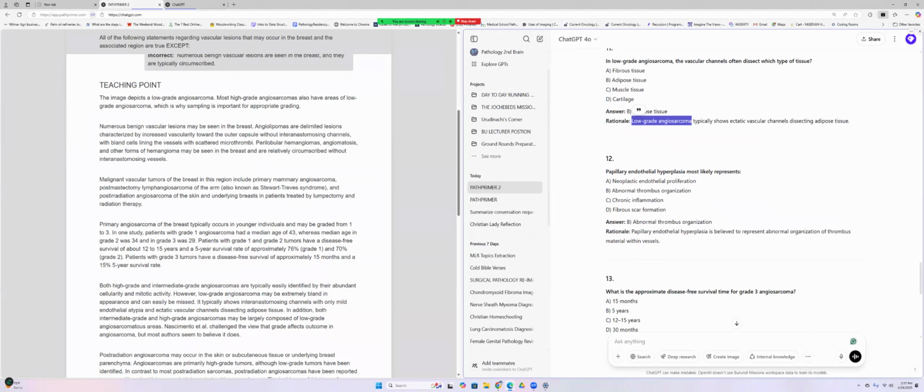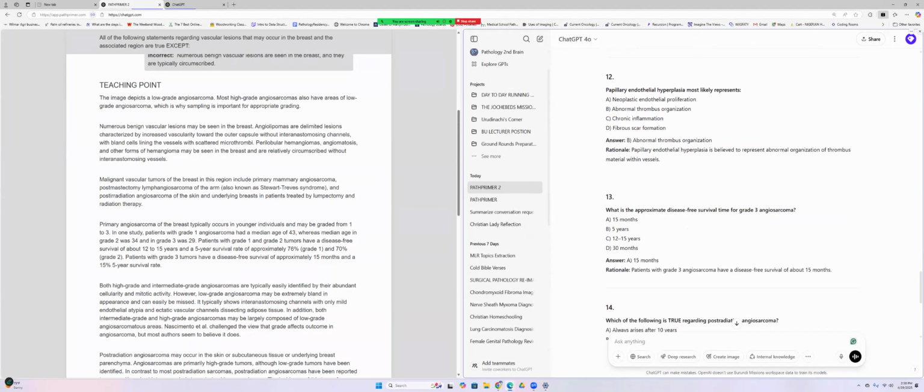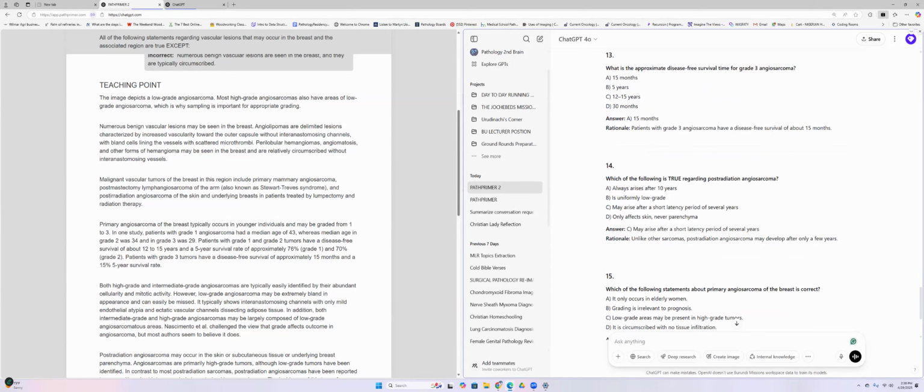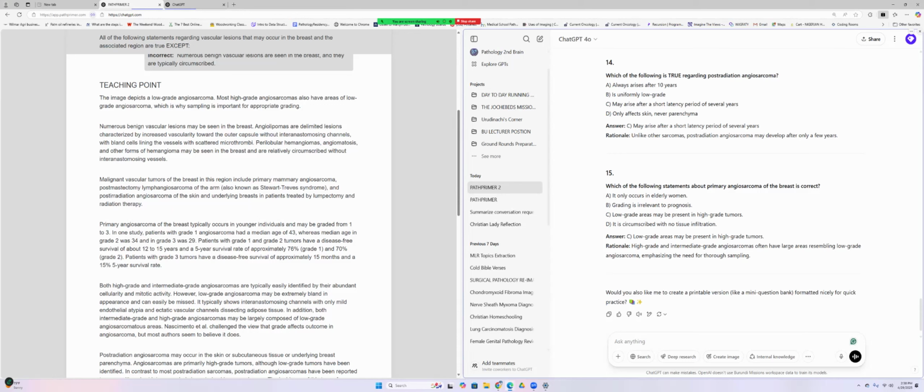Papillary endothelial hyperplasia most likely represents what? Abnormal thrombus organization. Yes, because it forms in organized thrombus material within vessels. What is the approximate disease-free survival time for grade 3 angiosarcoma? 15 months. So bad. Which of the following is true regarding post-radiation angiosarcoma? It takes a period of several years, usually within the first 10 years. They didn't mention the exact duration, but after a few years.